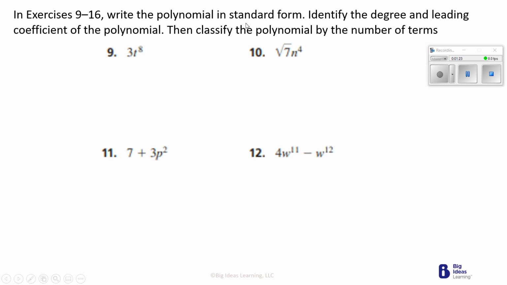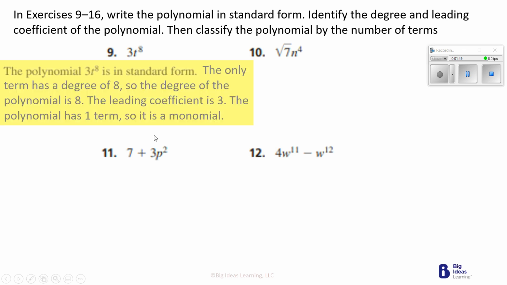So write the polynomial in standard form. Identify the degree and leading coefficient of the polynomial and classify the polynomial by the number of terms. Wow, okay. There's no other things added onto this, so it would still be 3t to the 8th power. The degree is 8. The leading coefficient would be 3, and this is a monomial, it's by itself. So the polynomial is in standard form already.